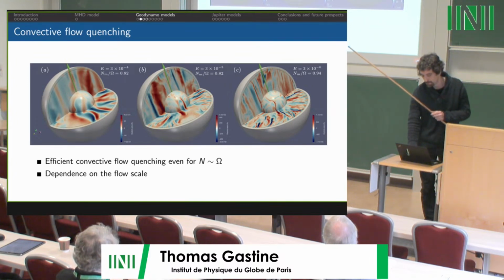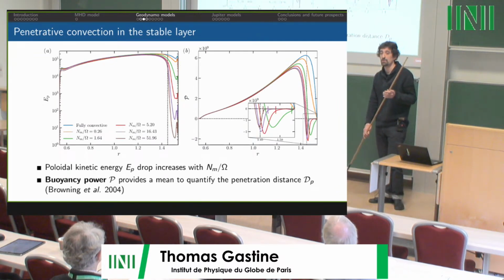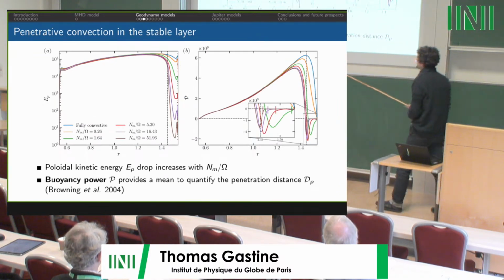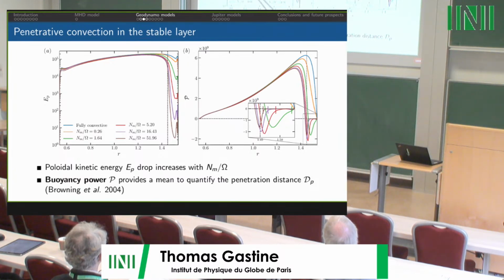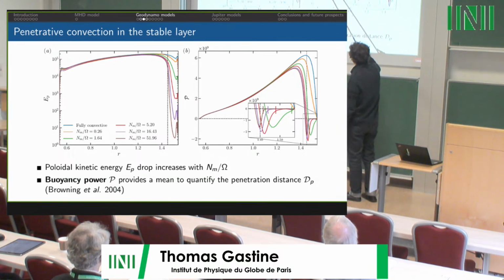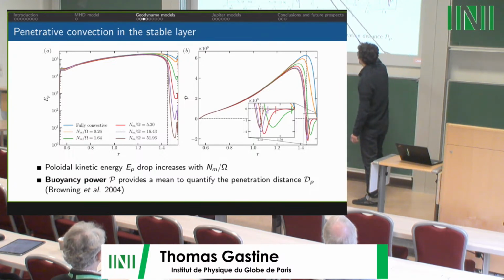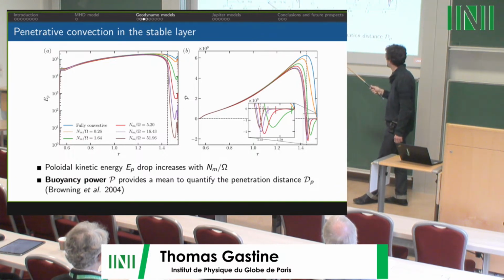So if you want to be a little bit more quantitative on that, you want to find a good measure of the penetration distance. What I show here is the radial distribution of poloidal kinetic energy and buoyancy power for 6 numerical simulations: an entirely convecting one in blue, and then cases where I have a stably stratified layer, demarcated by this black line, and an increasing degree of stratification. So you see that the poloidal flow is quenched more and more when you increase the degree of stratification.